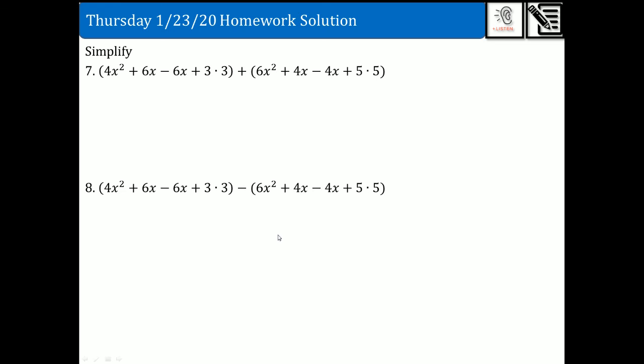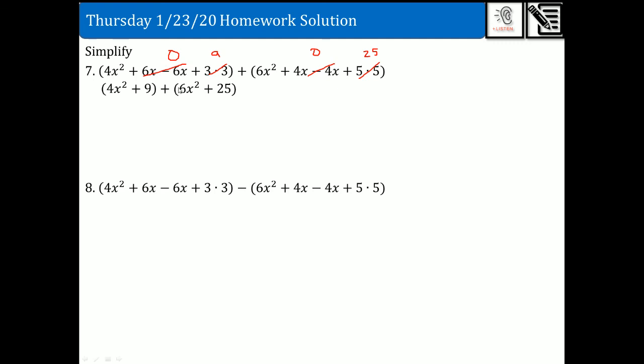Okay, but I split it a little bit more. So we could combine certain things inside of it. Nothing happens to the 4x squared, right? Nothing else happens here. But you have a 6x minus 6x. That becomes a 0. What is 3 times 3? Becomes a 9. Same thing here. 4x minus 4x becomes a 0. 5 times 5, 25. Okay, that's how it looks like.